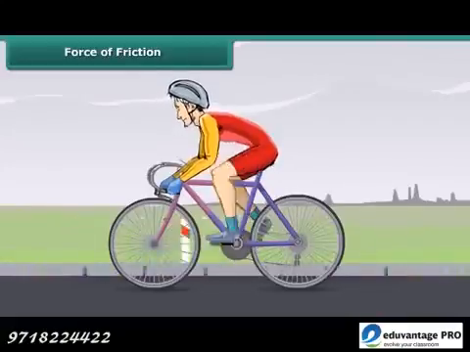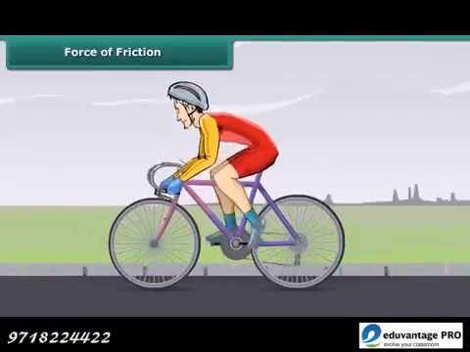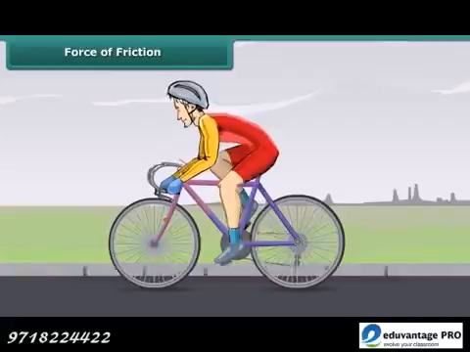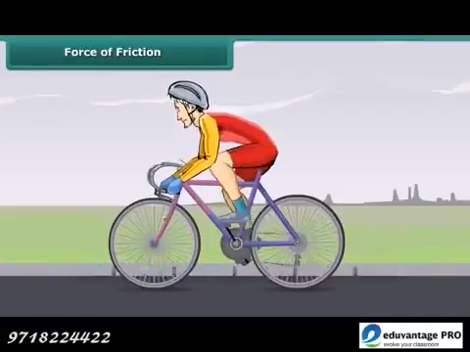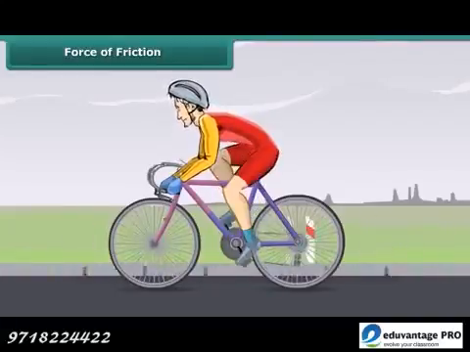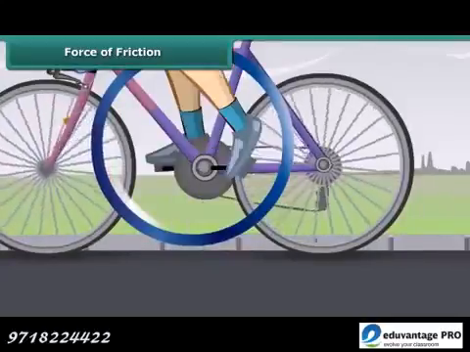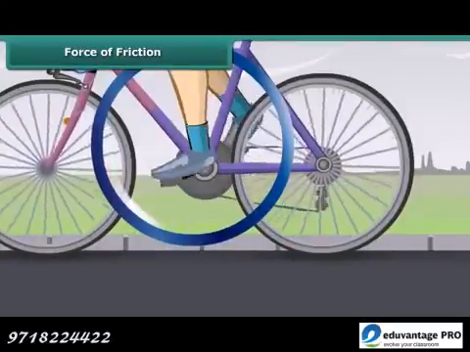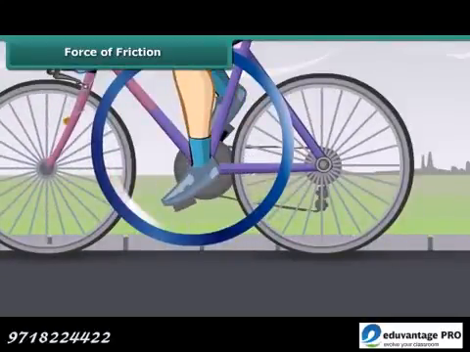Let's take an example from daily life. While moving on a bicycle on the road, you pedal the bicycle and it moves on and on. When you stop pedaling, the bicycle slows down and gradually comes to a stop. Why does this happen? This actually happens because of friction.